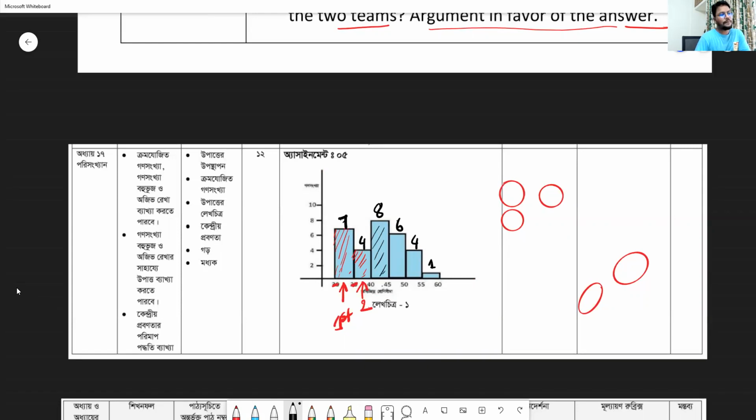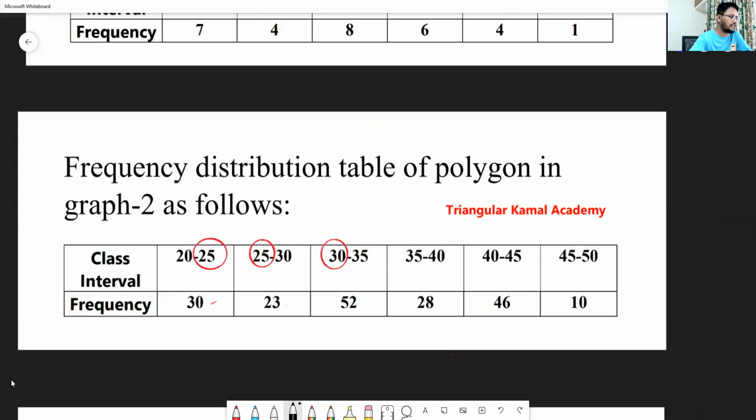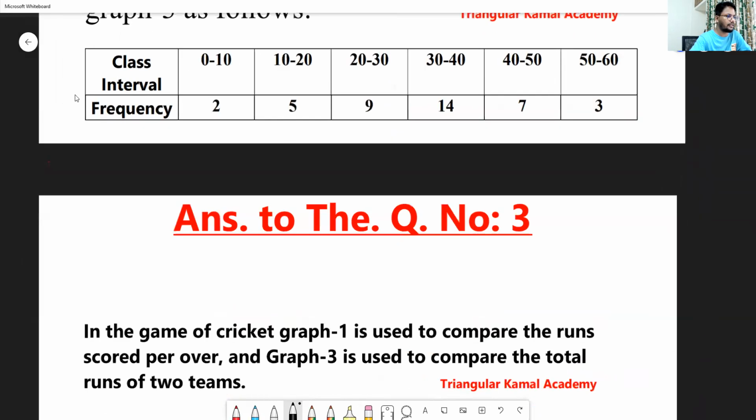So now I think if we write here up to 6 overs and their consecutive runs in each over, we can definitely say the first graph, the histogram graph, is used in the cricket match to show each over's run consecutively. So now our first answer is the first graph. Now we will explain the first question's answer. Okay, see here.